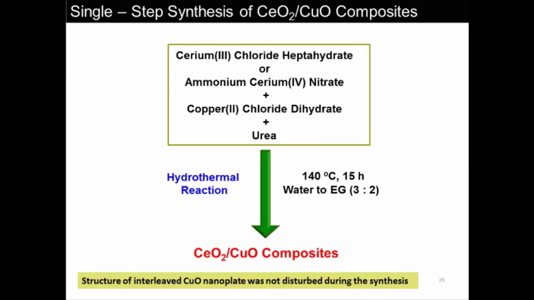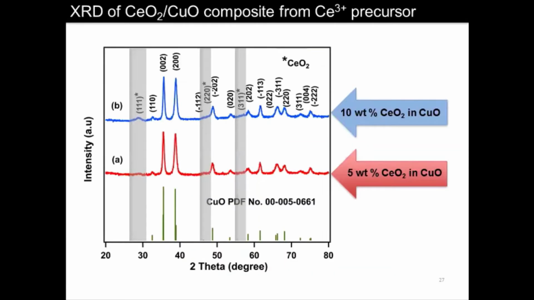Okay. Then comes the doping of cerium oxide with copper oxide, or the cerium oxide copper oxide composite, for further application. Here the structure of the interleaved copper oxide nanoplatelet was not disturbed during the synthesis. We just added cerium chloride heptahydrate, or you can also add ammonium cerium nitrate, or copper chloride dihydrate, for copper, and urea. The same 140 degrees centigrade was used, 15 hours reaction, and the water to ethylene glycol ratio was 3:2.